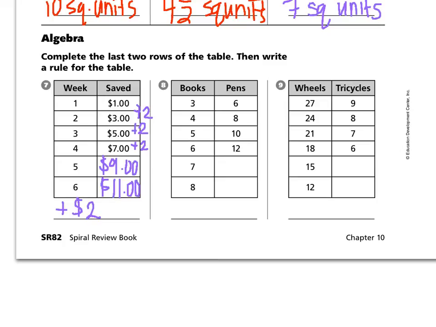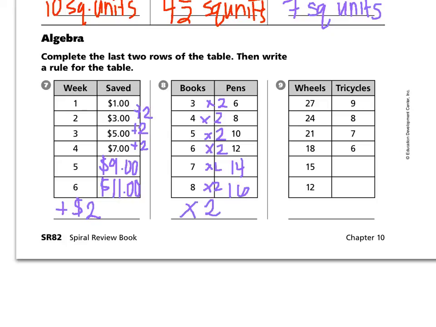Let's look at books to pens. I got 3 books and 6 pens, 4 books and 8 pens. I can see that I'm going to be multiplying this, and it looks like I'm doubling it on each side. So 6 times 2 equals 12. 7 times 2 is going to equal 14, and then I have 8 times 2, which equals 16. So I'm going to be multiplying the books by 2.